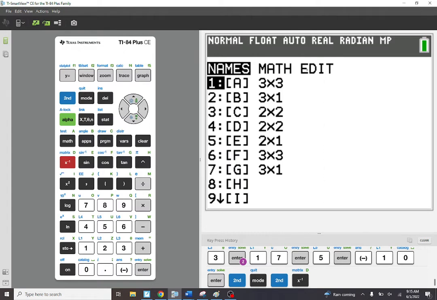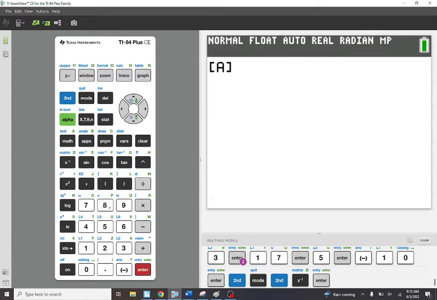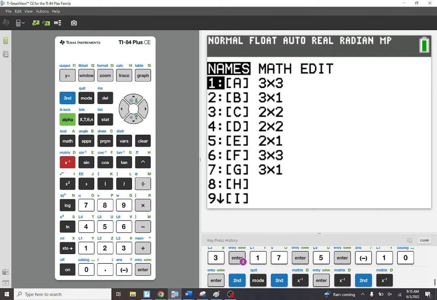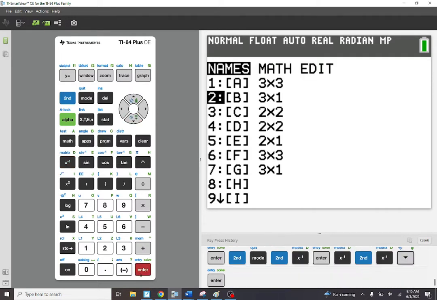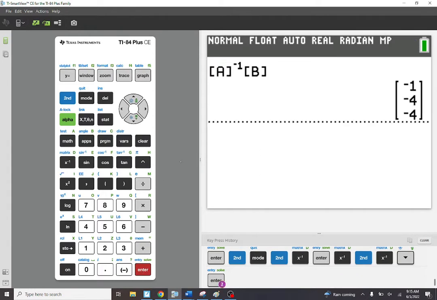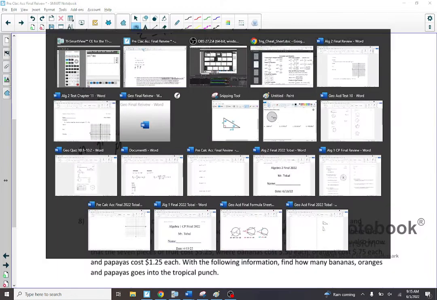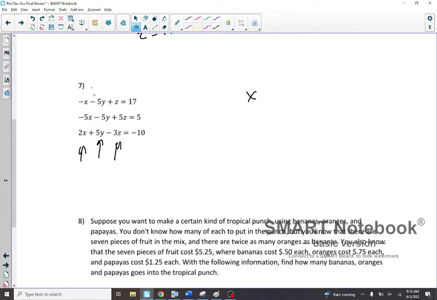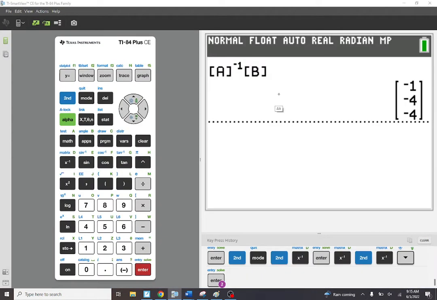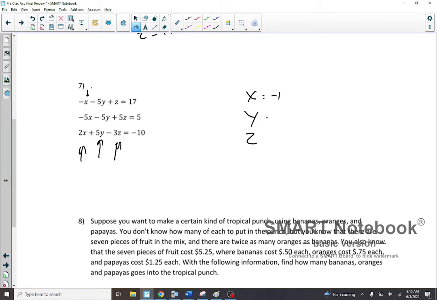Now I'm not going to go to the edit on the right. I'm going to go to names. And I'm going to go A, 3 by 3 to the negative 1 power times second matrix, my B. 1, negative 1, negative 4, negative 4. Your answer is going to be, if you put x's in the first column, it'll be x on the top. If you put y's in the second column and z in the third column, it should be x, y, z. So it's going to be negative 1, negative 4, negative 4.